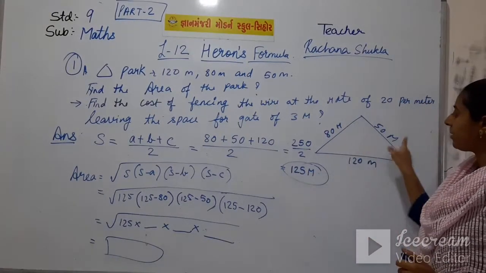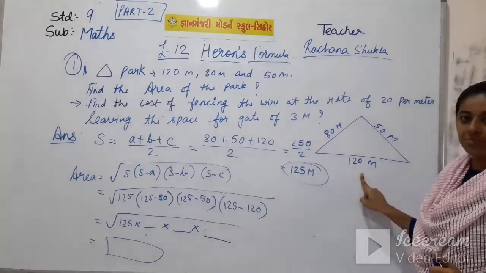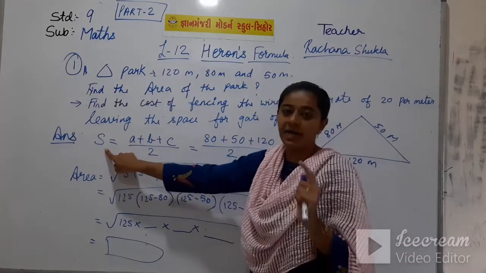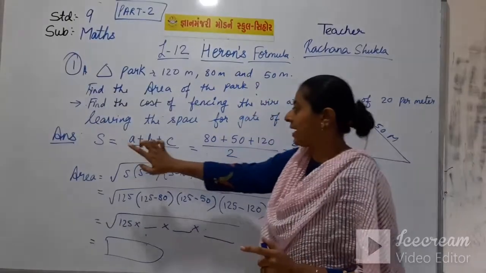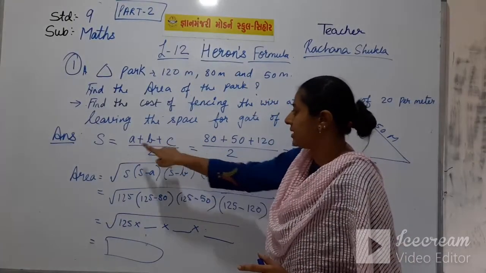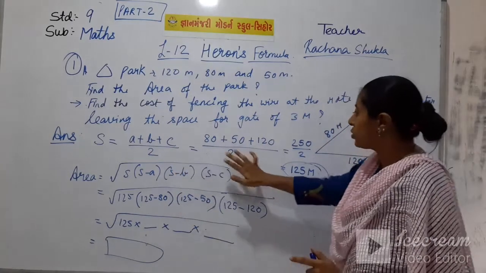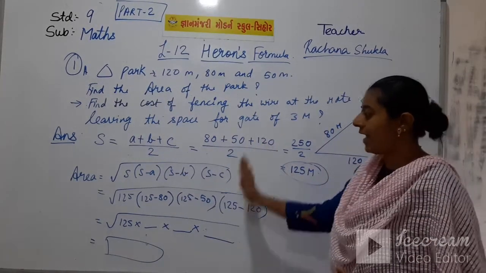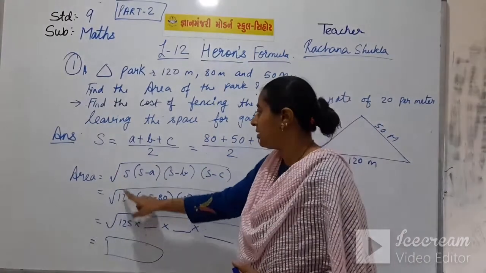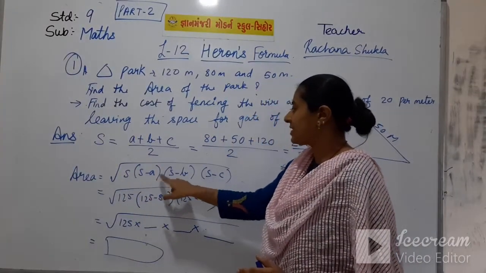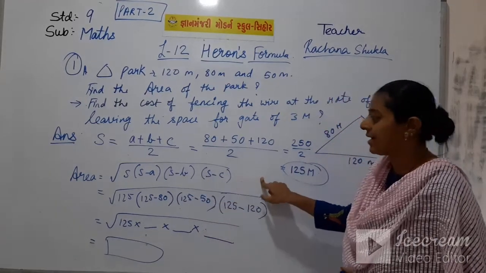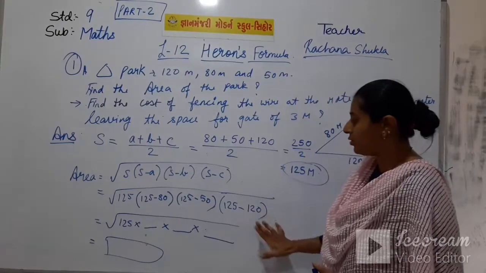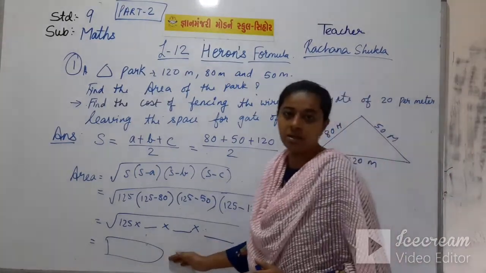Again the sides of the park are 80 meter, 120 meter and 50 meter. So first of all you will find out S. The formula of finding S is A plus B plus C divided by 2. So by this way you got S, that is 125 meter. Now you will put the area of triangle, that is root of S into S minus A, S minus B and S minus C. So you have put down the values and after that you will get the answer.